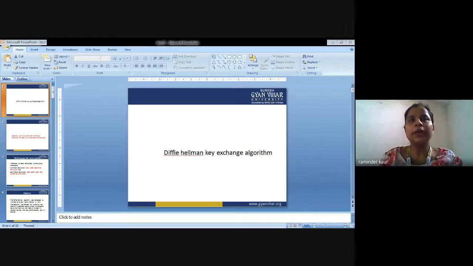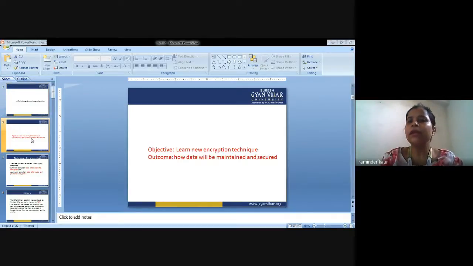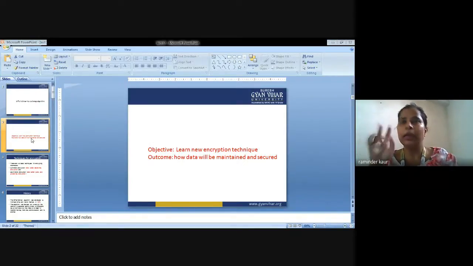Before discussing the Diffie-Hellman key exchange algorithm in detail, we first need to understand the objective and outcome of learning it. The objective is to learn a new encryption technique that also uses public key cryptography between the two communicating parties, so that the information shared is secret to only those two parties. The outcome is that the data will be maintained, high integrity will be achieved, and highly secure data will be received.